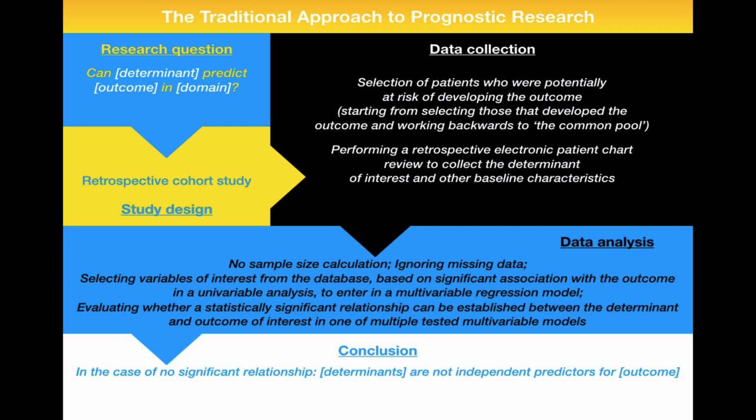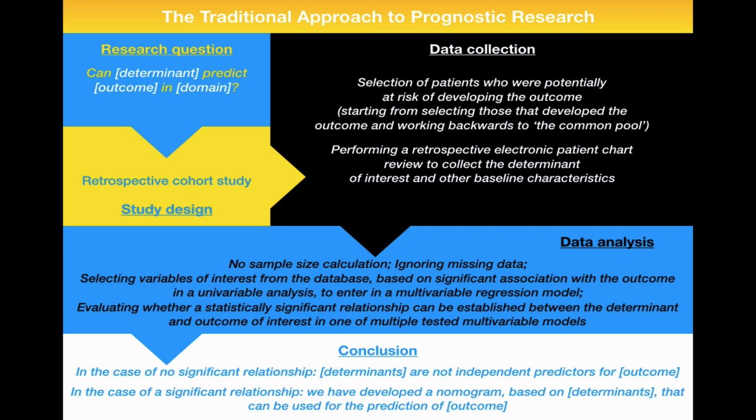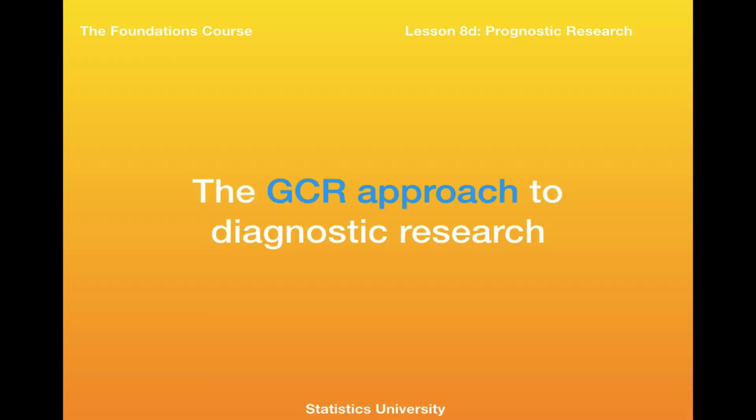And in the conclusion, in the case of no significant relationship, it is claimed that the determinants are not independent predictors for the outcome. And in the case of a significant relationship, they might claim something like, we have developed a nomogram based on the determinants that can be used for prediction of the outcome. Now, as you might guess, there are several things here that I think should be done differently. Let's look at the GCR approach.